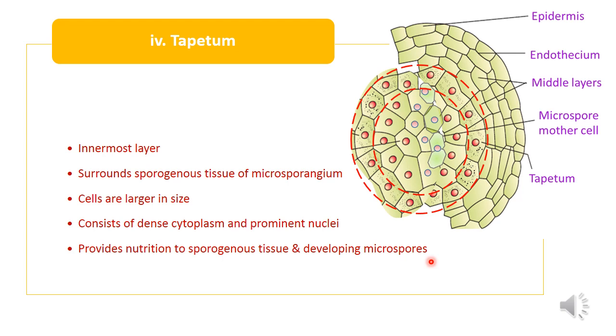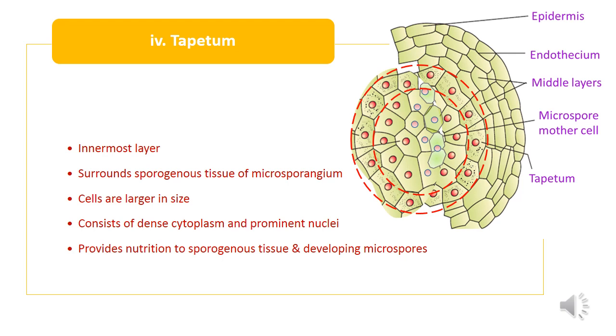Tapetum represents the innermost layer of the anther. It surrounds the entire microsporangium or pollen sac completely. The cells of the tapetum are larger in size with dense cytoplasm and prominent nuclei. Some of the cells may be multinucleated. Now, their primary role is to provide nutrition to the sporogenous tissue and developing microspores or pollen grains. Tapetum is of two kinds based on the type of nutrition mechanism. The first is amoeboid tapetum and the second one is secretory tapetum.